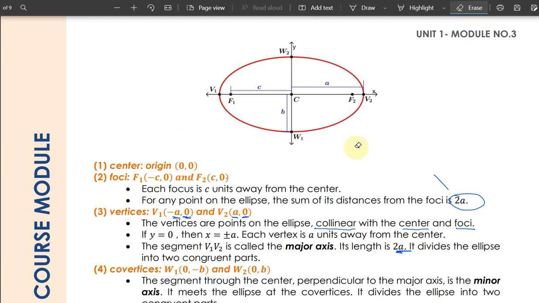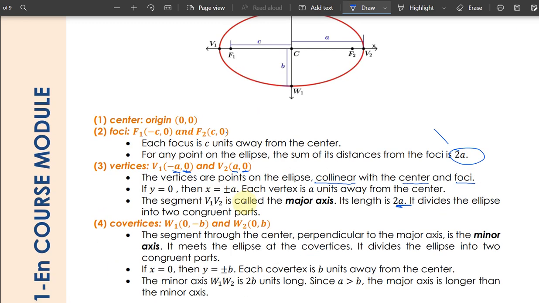So next is about co-vertices. The singular is co-vertex, and the plural is co-vertices. The co-vertices are denoted by the variable W, W1 and W2. So W1 has coordinates 0, negative b, then W2 or co-vertex 2 is at 0 and positive b.